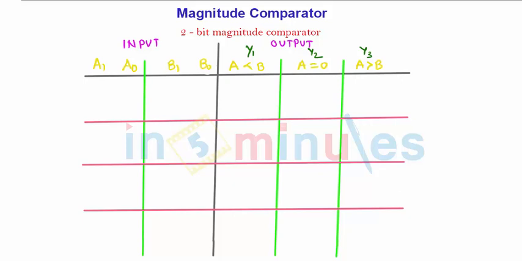You need to solve for all the combinations. First, the whole A is constant. Since A has 2 bits, there will be 4 combinations, and B also has 4 combinations. So I compare each combination with all 4 combinations of the other number. First of all, I will keep A constant, so I will keep A as 0, that is, the whole magnitude of A is 0. So A1 and A0 both are 0.